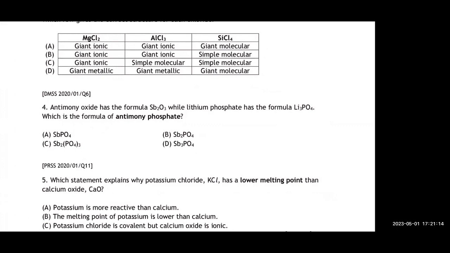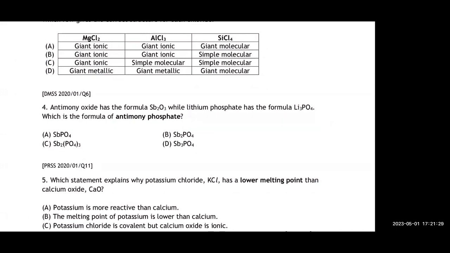Antimony. Okay, no, the thing is, I don't put it down. You don't need to look at the periodic table. It is there, but you don't need to. You know oxide, what? Oxide, you must know what. Oxide is 2 minus.